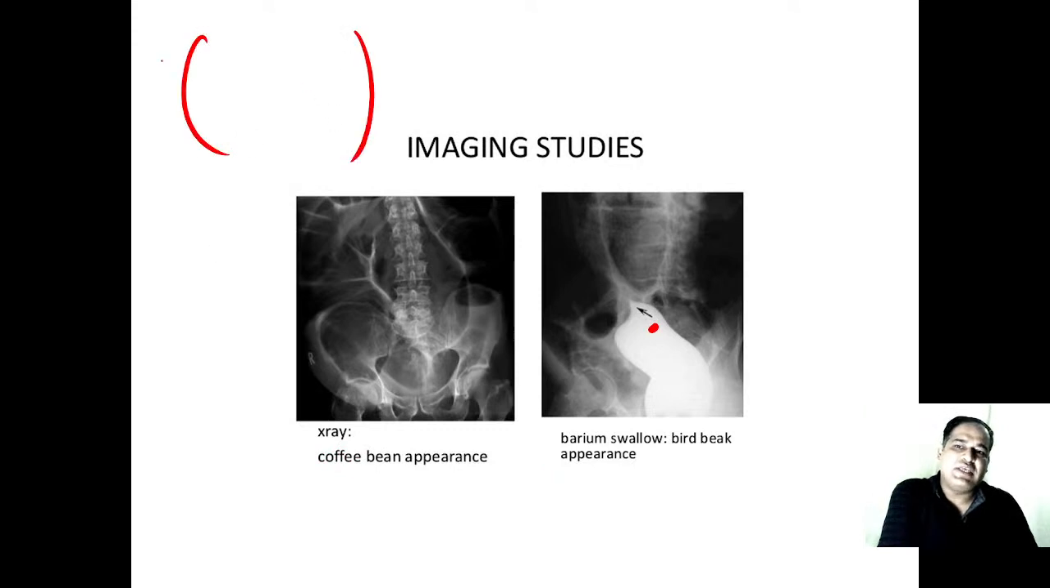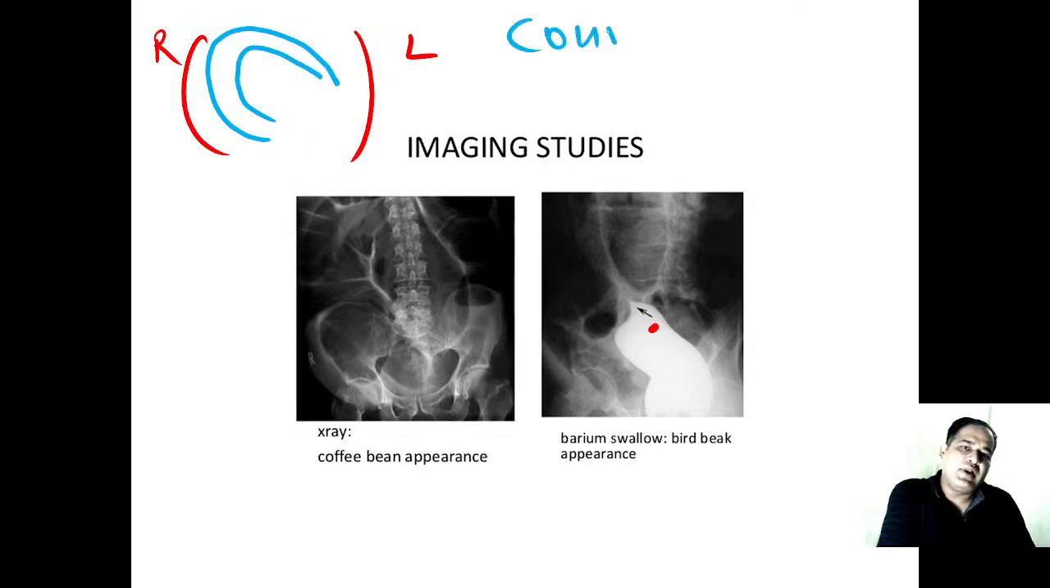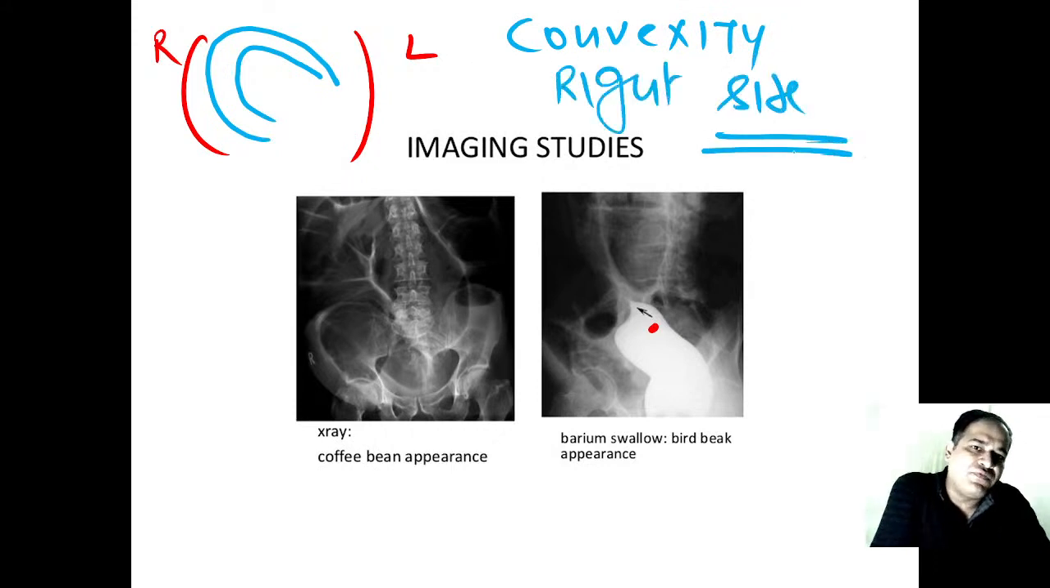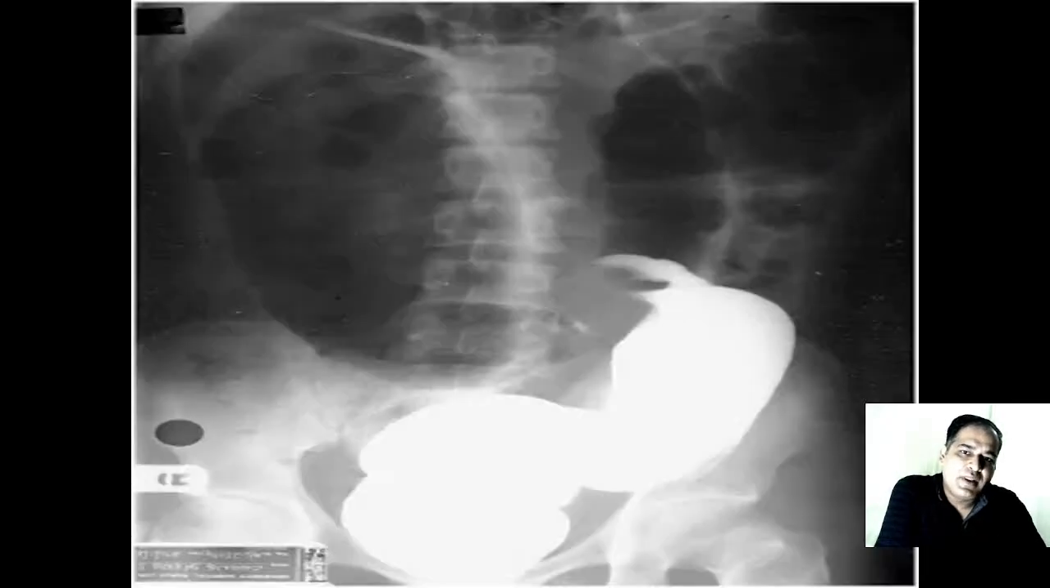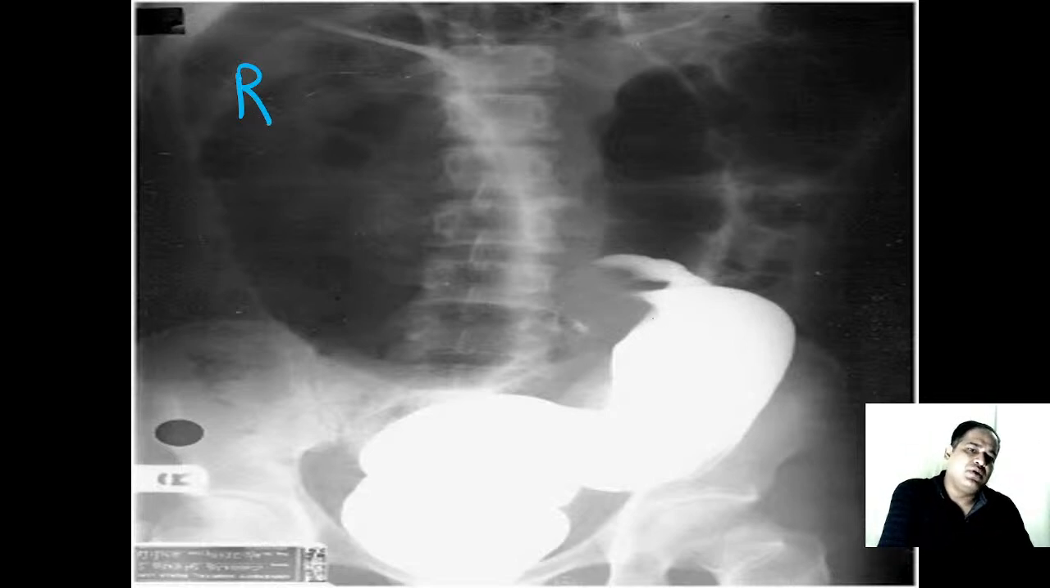Now, if this is your patient, this is the right side of the body, this is the left side of the body. Fine. The coffee bean appearance, that is the dilated loop. You know, here what will happen, the convexity will be on the right side of the abdomen. See, this is the right side of the abdomen. This is the left side. Fine. Convexity will be on the right side.